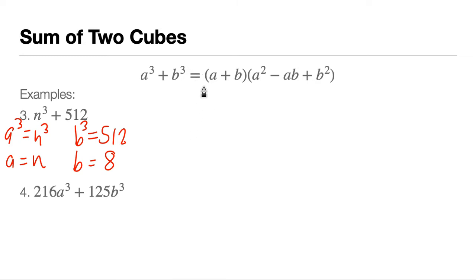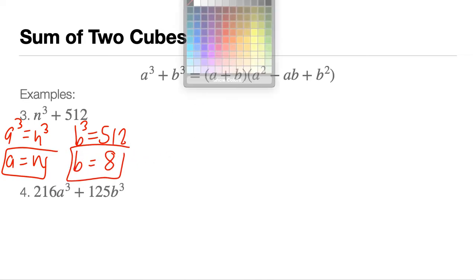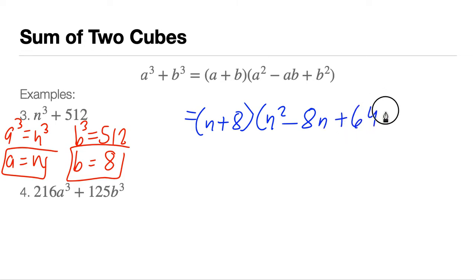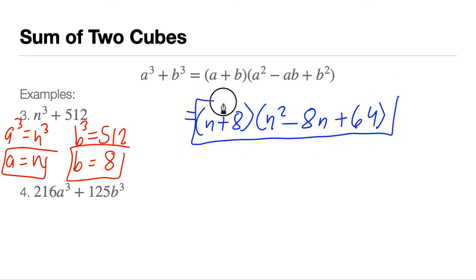And then, let's have this now. So this is our A, this is our B. Let's use the formula. So what we have is n plus 8 for this term. And then n, square that, so n squared. Multiply this, minus, copy the sign or the operation. We have 8n, and then 8 squared is plus 64. And this is our answer. Okay?